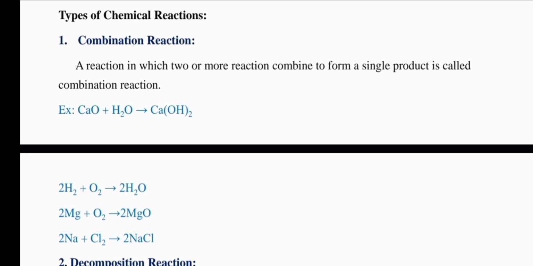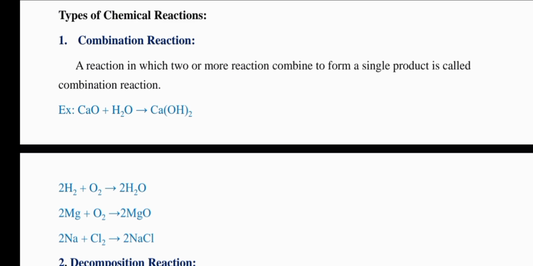Next, we move on to types of chemical reaction. There are 5 types of chemical reaction. Let me discuss one by one. First one, combination reaction. A reaction in which two or more reactants combine to form a single product is called a combination reaction. Example 1, calcium oxide reacts with water to give calcium hydroxide.